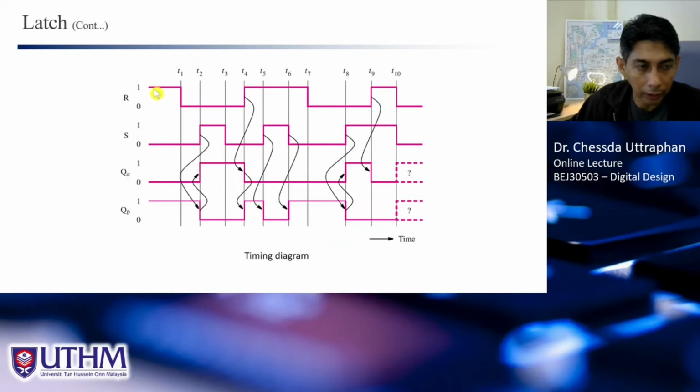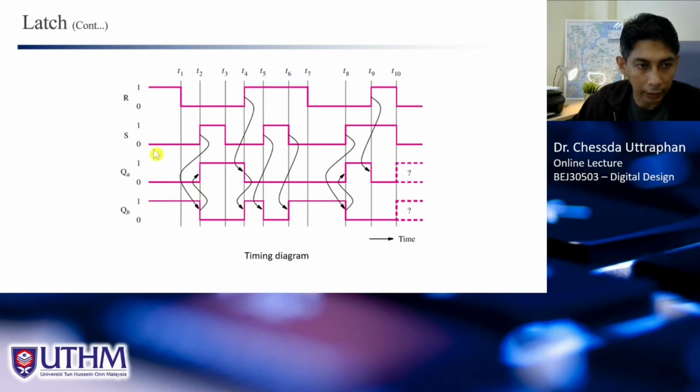So for example, if R S equal to 0, initially at T1, and as R goes down from 1 to 0, and here S goes up here and goes down here. And let's look at the output QA. So the QA here is actually based on QB. This arrow shows that this one will affect this one first before going to QA.